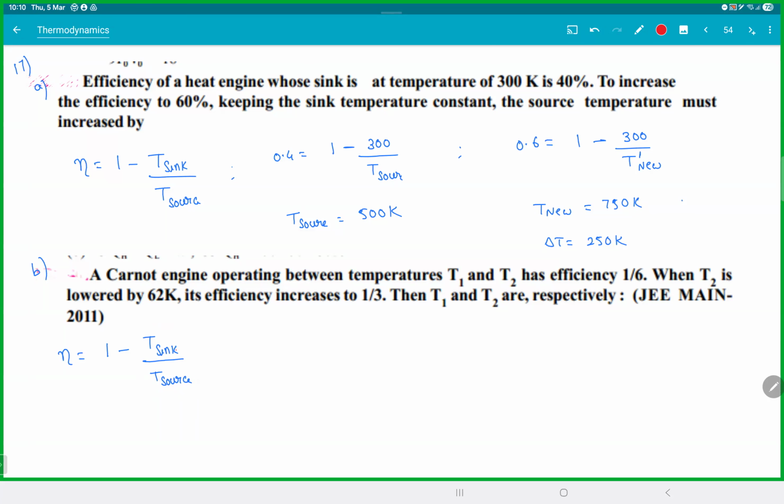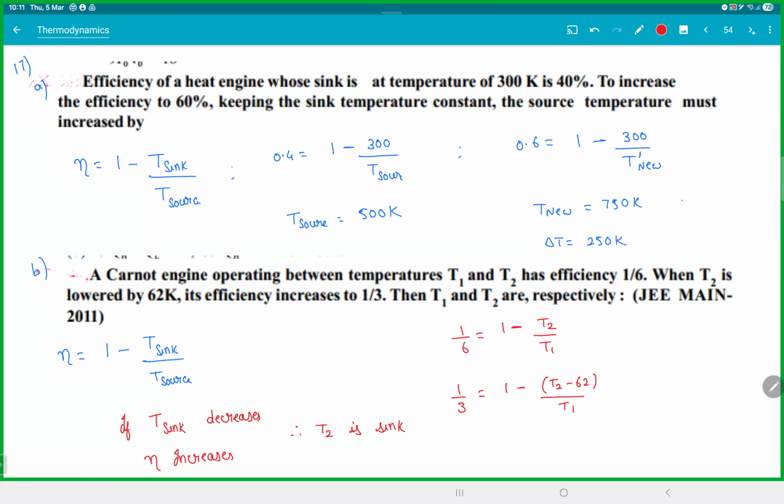Is that making sense? So if T sink decreases, efficiency increases. So this is a conclusion. Therefore, T2 is sink. Perfect. Then efficiency initially is 1/6, 1 minus T2 by T1. So it's not 1 minus T1 by T2. Its efficiency increases to 1/3 when T2 is lowered by 62, so that will be 1/3 is equal to 1 minus T2 minus 62 by T1.